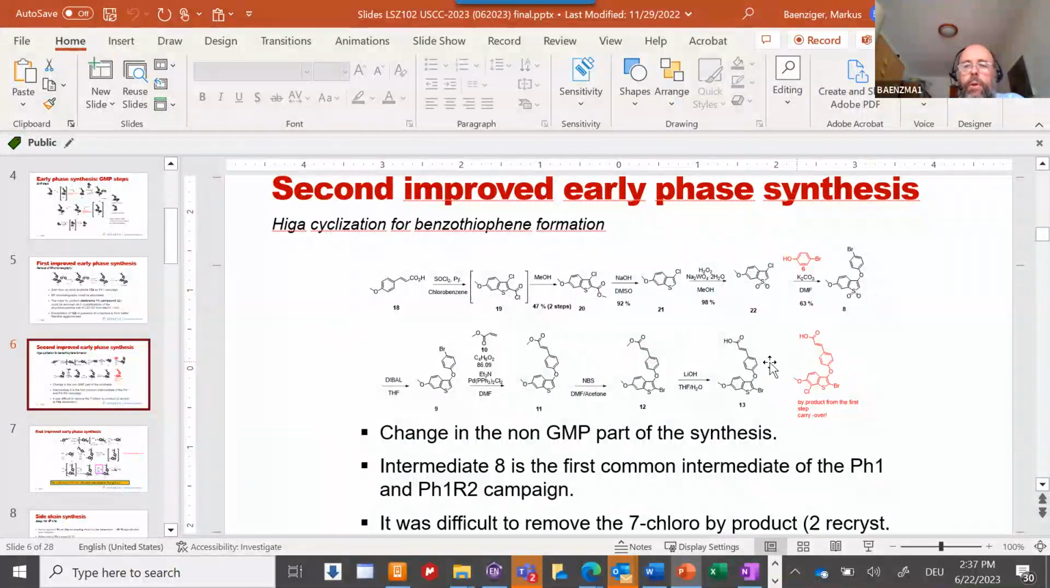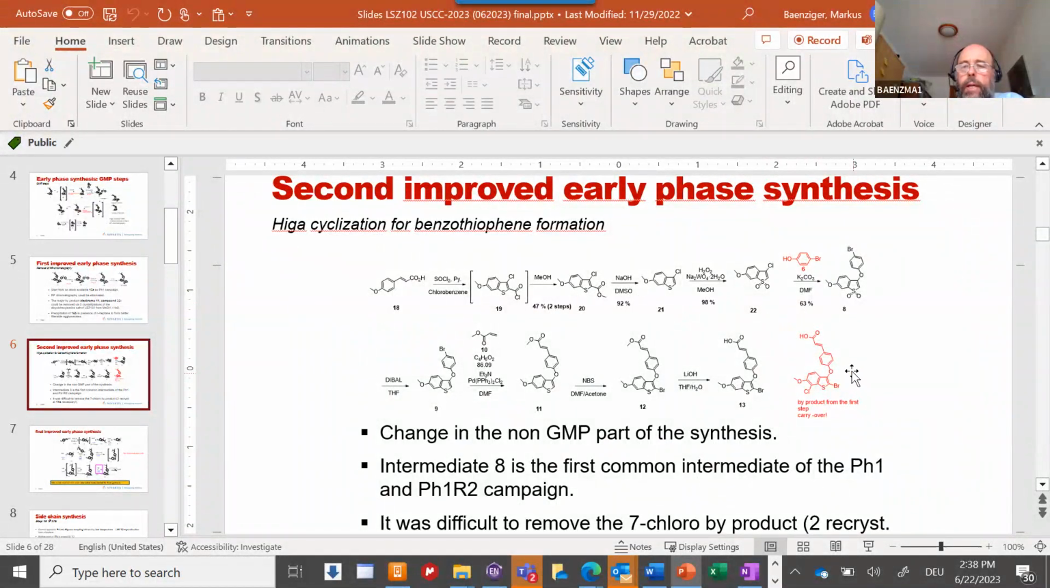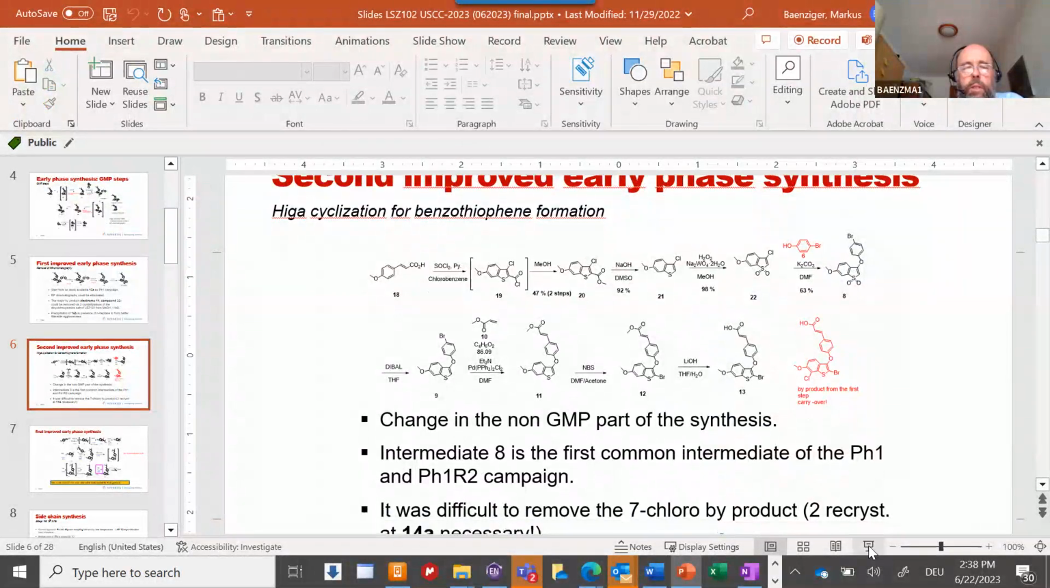But when we were at this API starting material, we found out that we had a chlorine impurity originating from the first step. This was co-eluting with the main peak. We couldn't identify it on the analytical column until this intermediate, and there we had to do 2 recrystallizations to remove it. So this was also not a very good thing.